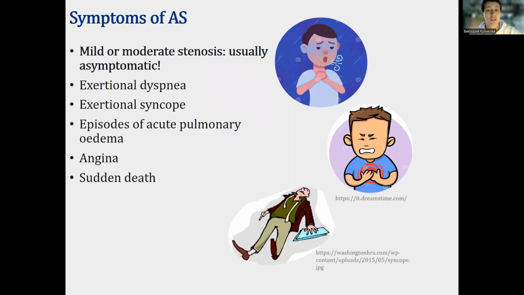Mild and moderate stenosis is usually asymptomatic. It's very important. Severe aortic stenosis includes left-sided heart failure signs such as dyspnea or syncope, episodes of acute pulmonary edema, angina due to left ventricle hypertrophy and a lack of coronary perfusion, and sudden cardiac death due to arrhythmias.